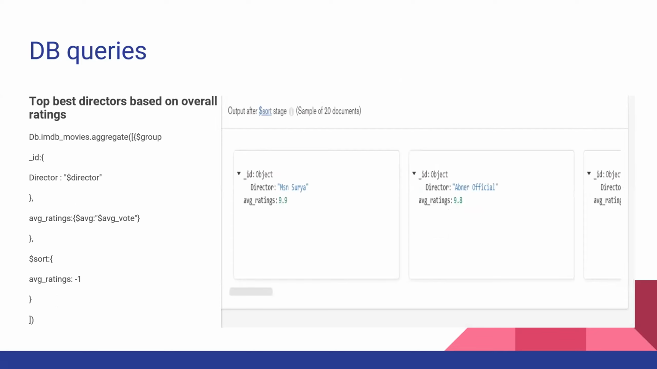Okay, so this is another example of database queries, to determine the top director based on overall ratings. To determine this, we have used a group function to group all the directors, and then we have used the average function to calculate the average votings, and then we have used the sort function for ascending and descending purposes. Here, average rating is -1, that means the returned data is in descending format, else it is in ascending format. So now Swetang will continue from here.